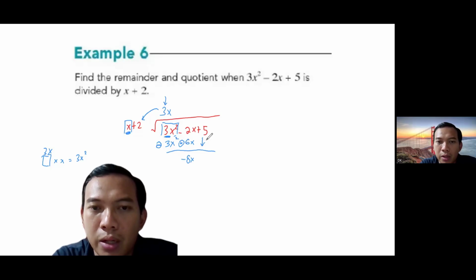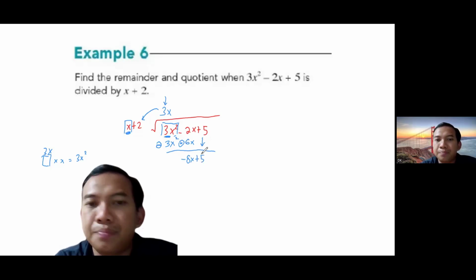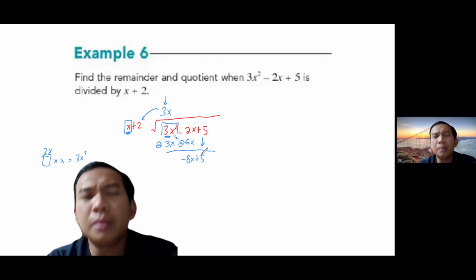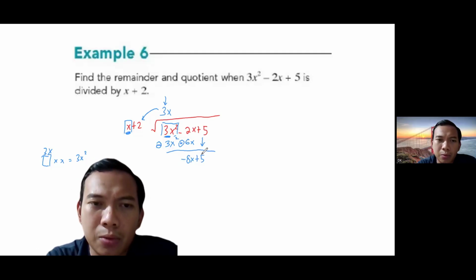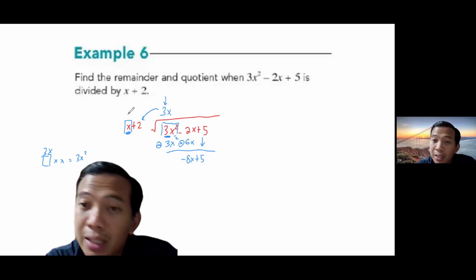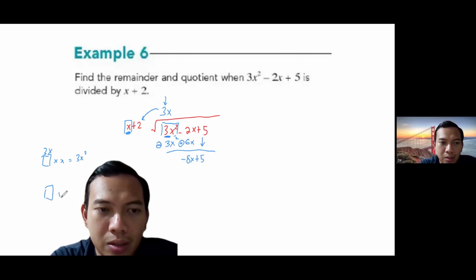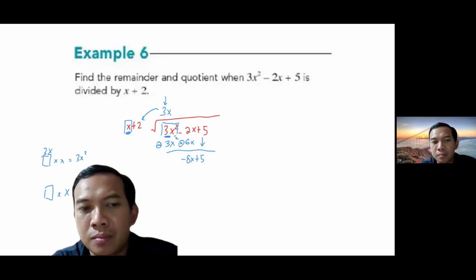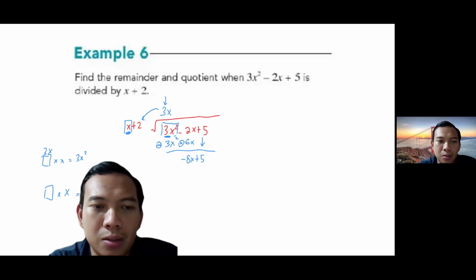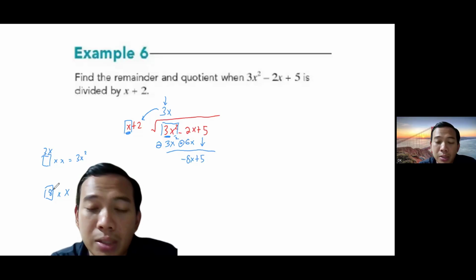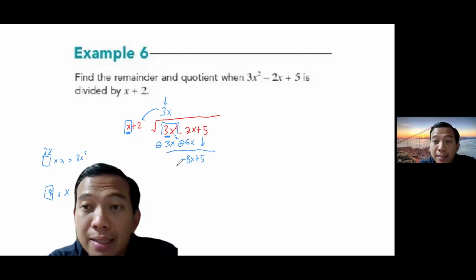And now we bring down the 5, plus 5. So now you ask yourself, do we have any number or any expression that when we times with the one in front, x here, we can eliminate the minus 8x? Okay, so let's see. Times x becomes 8x. So in this case, there's only one here. 8x is the one. Now the question is, how do we eliminate minus 8x?